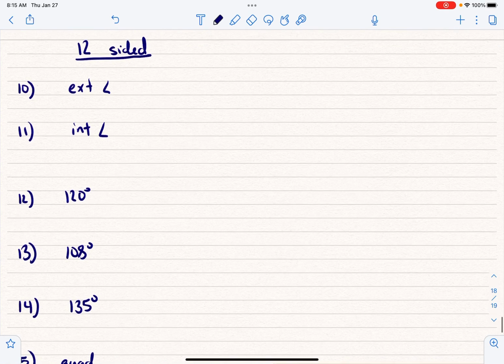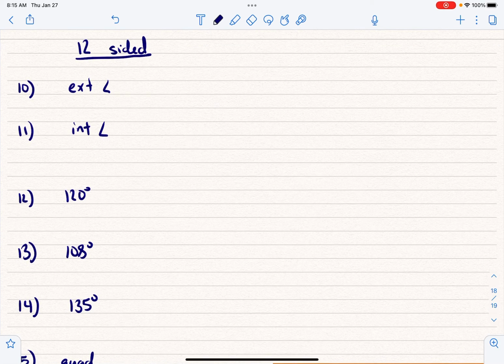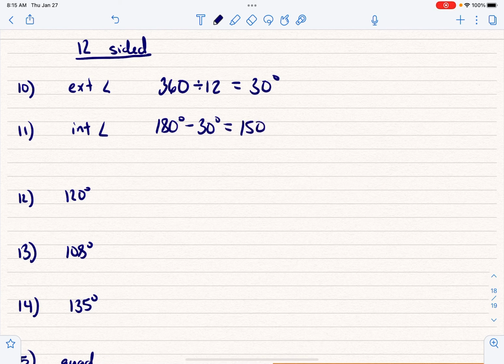All right. 10 and 11 say, hey, if you had a 12-sided figure, what would the exterior angle be? And that one's easy. You go 360 divided by 12 would give me a 30-degree exterior angle. And then to find the interior angle, you just take 180, subtract the 30 degrees, and you get 150. Each interior angle of a 12-sided regular polygon would be 150.